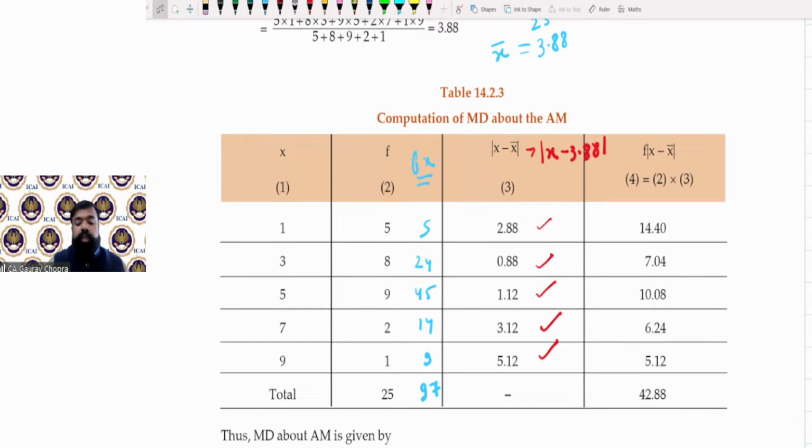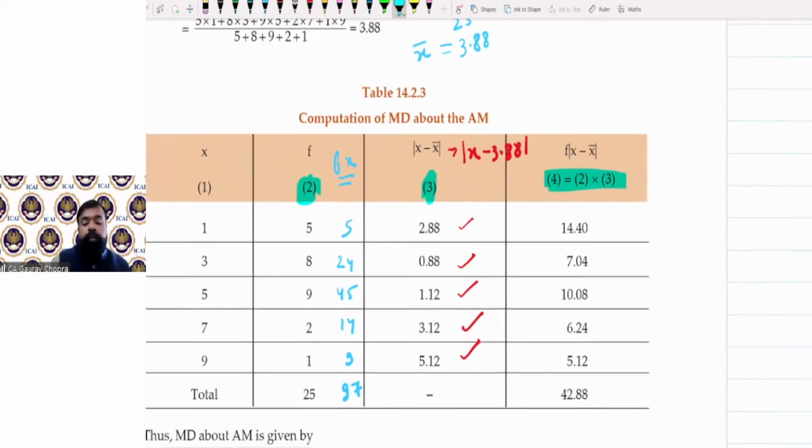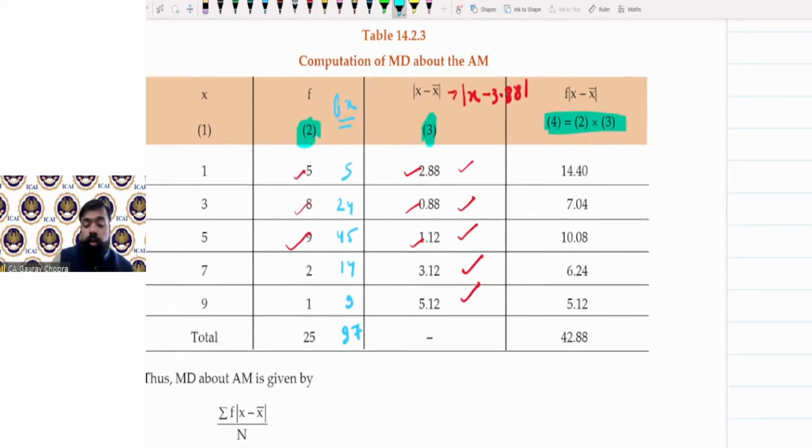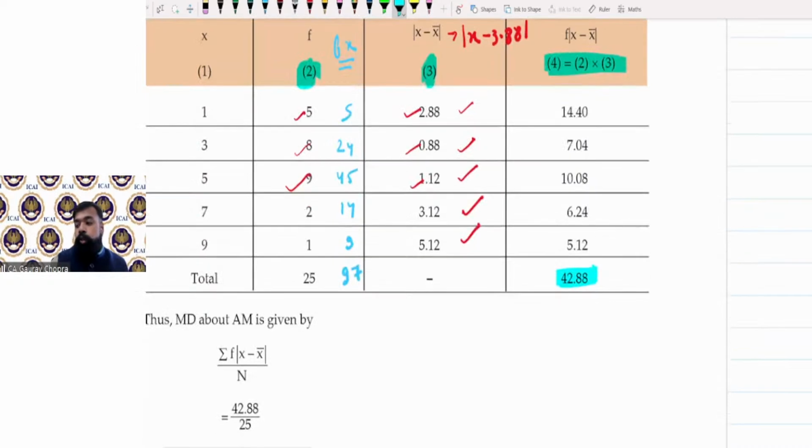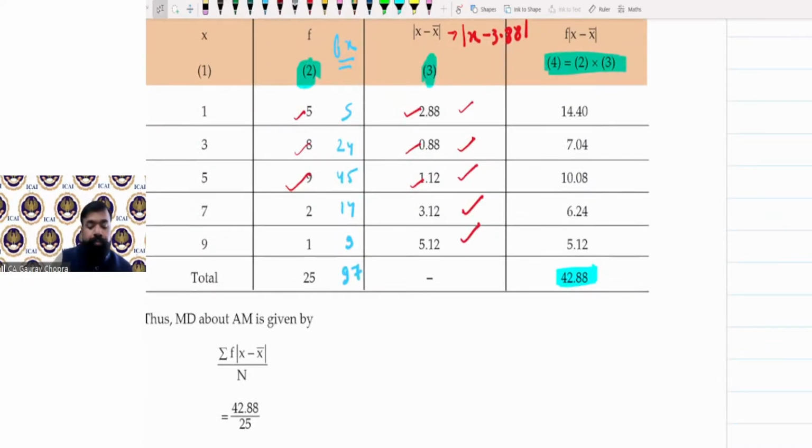So after getting all these deviations, what we have to do? Multiply with the frequency. That means we have to multiply the column number 2 and column number 3. So multiply these two and we will get f into mod x minus x bar. So multiply 5 into 2.88, 8 into 0.88, 9 into 1.12, and so on. You will get the total 42.88. So 42.88 becomes your total.